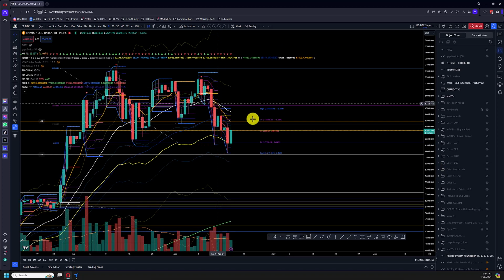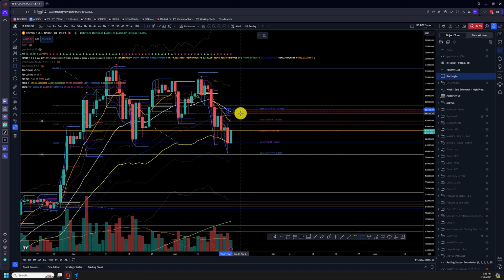the daily time frame. So what's key to watch is this zone right here on the upside and this zone right here, which is our momentum indicators.